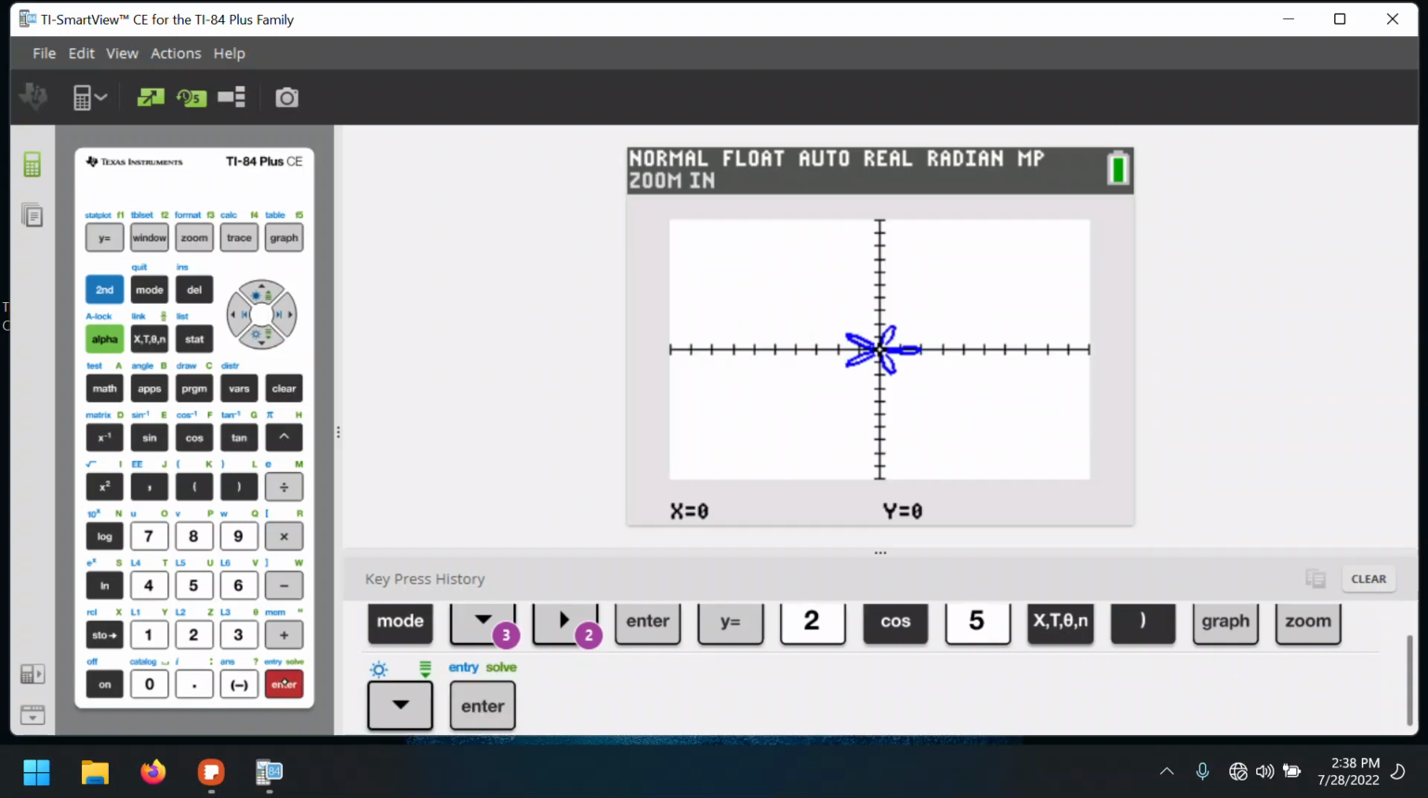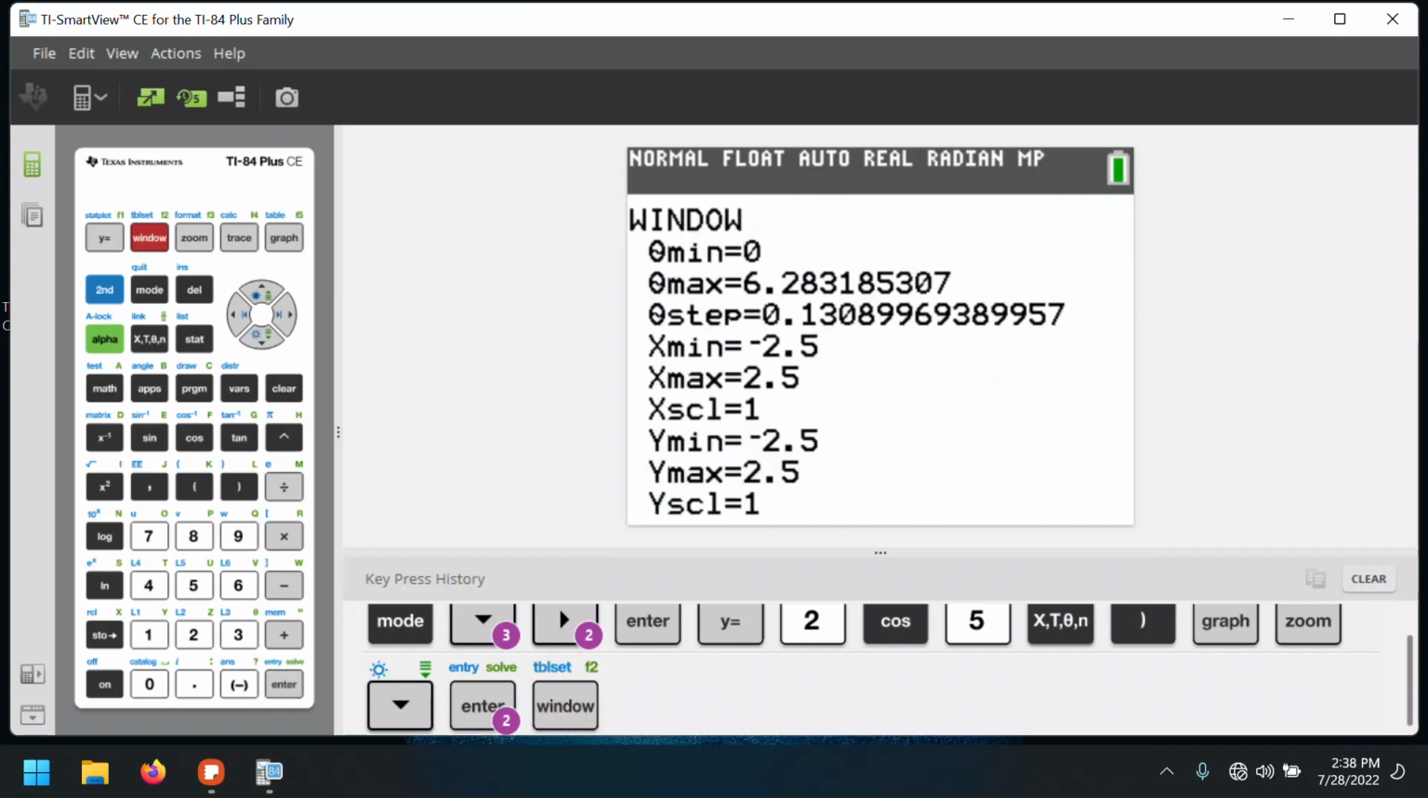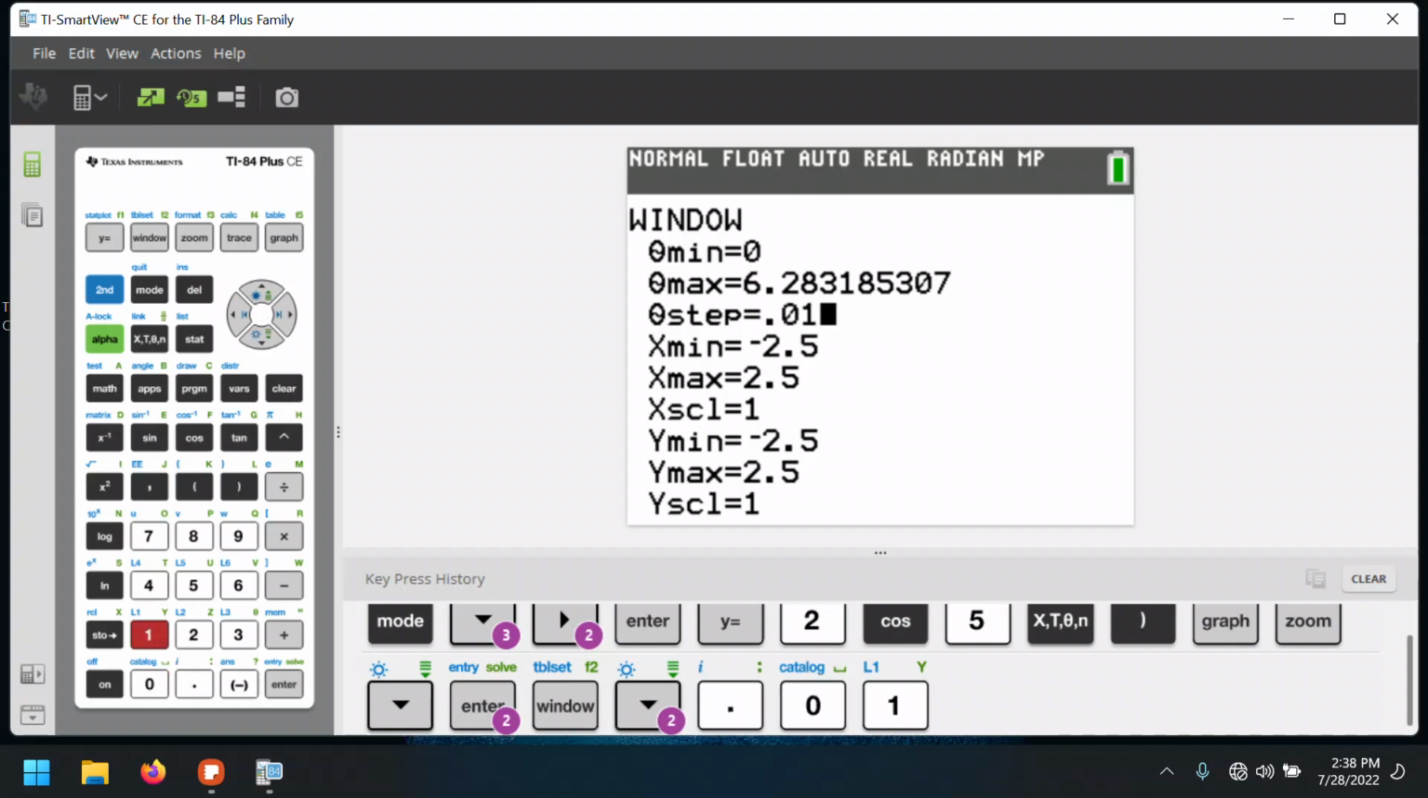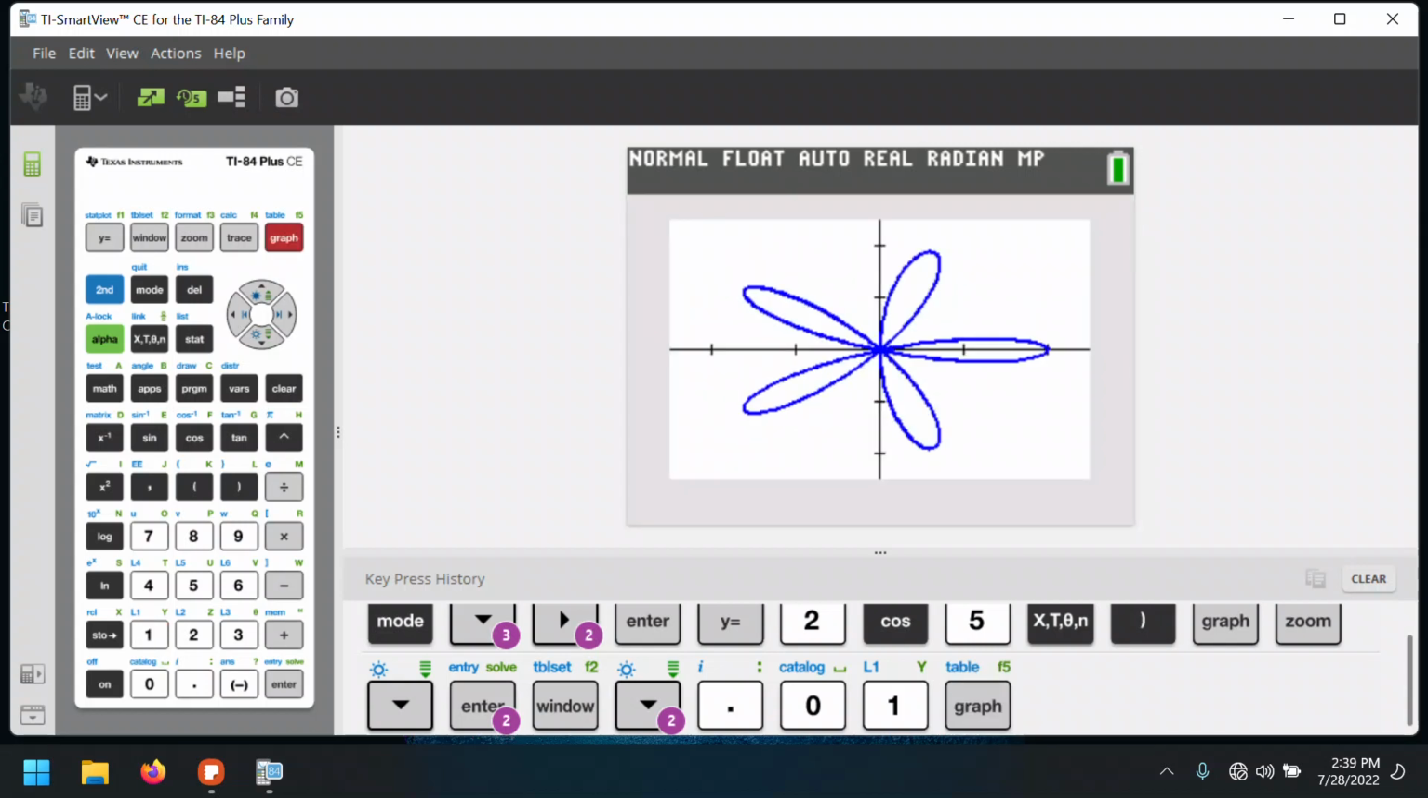Zoom in. Yes, it's going to look a little bit sharp right here with sharp corners. Of course, we can go to window and make the theta step a little smaller, 0.01. Hopefully that helps. And it's also going to take longer to plot because the calculator is doing more calculation, it's thinking more. And that's a better graph, right?